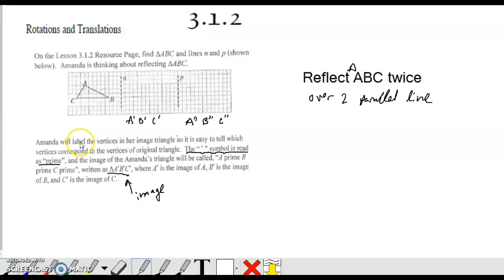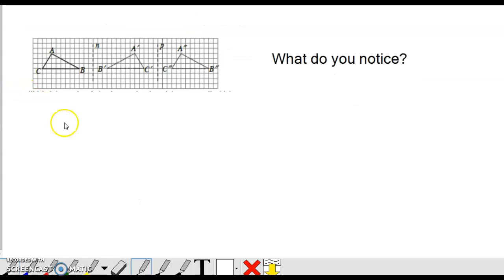If you have reflected it over twice, I'm going to show you what that should have looked like. If you have not, pause the video and look at it. Here is what it should look like. Notice A prime, B prime, C prime, and A double prime, B double prime, C double prime. So what do you notice between the original image and this new image? What do you notice about it?